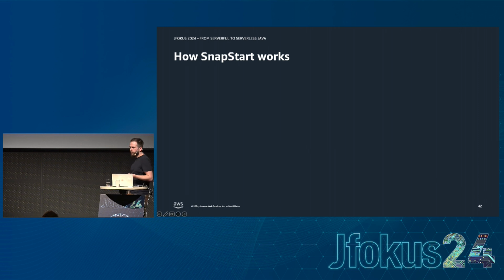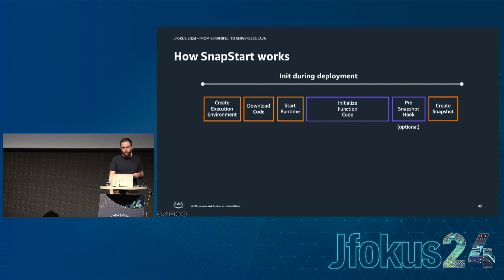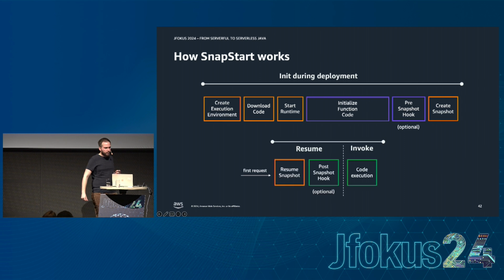So let's quickly walk through. I need to initially create some kind of snapshot to be able to start from it. During your deployment, we spin up and create a new execution environment and execute all your code, static initializers as well as constructors. Then we take the snapshot and store it. When the first request comes, we just resume the snapshot and execute your code. There are two points where we can add additional hooks. I will talk about that in a second.